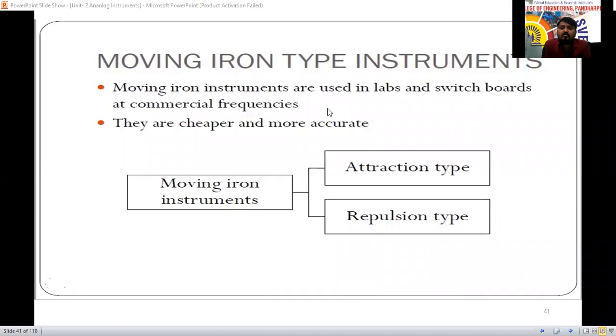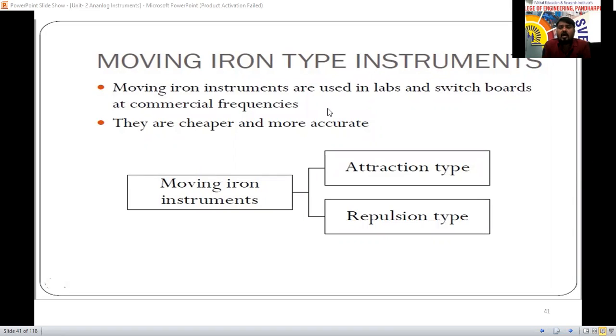The main use and advantage is that it is cheaper. The cost is very low and it is also accurate. In our laboratory we use PMMC or EMMC, but the moving iron instrument is cheaper than the PMMC. We can compare that, and it will give an accurate answer. Why it is cheaper, I will tell you later. Once you understand the principle, you can easily tell the answer.